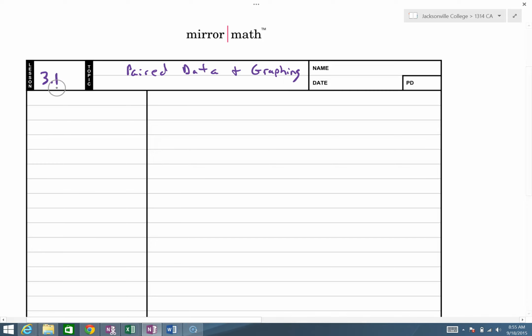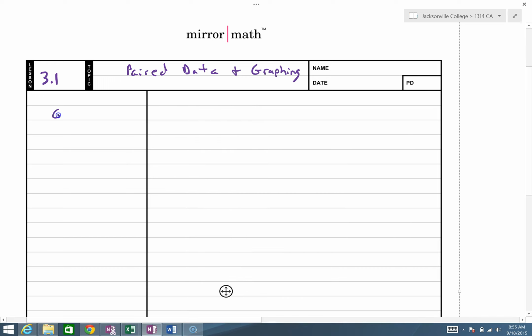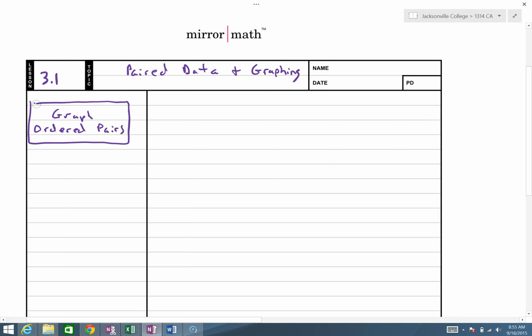In this video, we'll be looking at section 3.1. We're dealing with paired data and graphing. All right, this section I hope will be mostly a review for you. Graph ordered pairs. What we mean by an ordered pair is X, Y data.